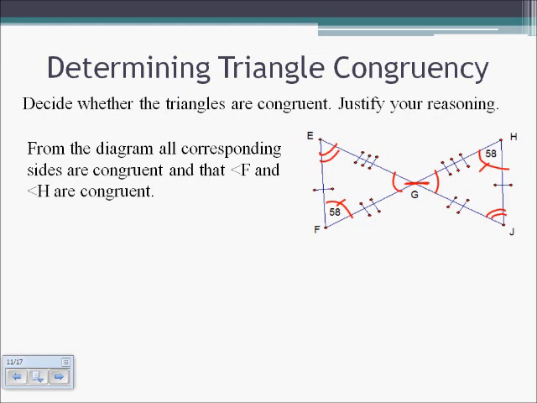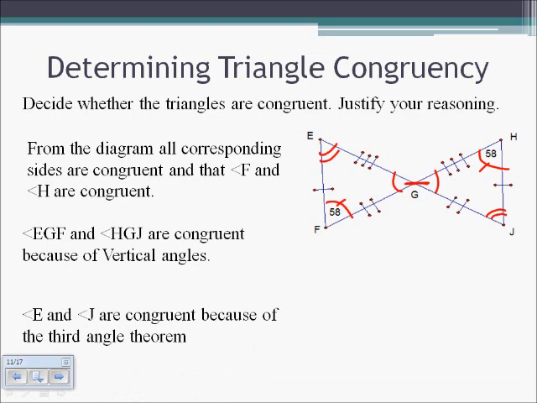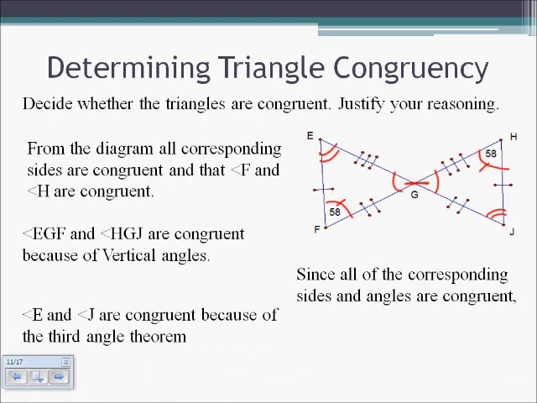Writing that up says that from the diagram all corresponding sides are congruent, and that F and H are congruent, the ones that were given to us. We know that EGF and HGJ are congruent because of vertical angles. We know that E and J are congruent because of the third angle theorem. So therefore, since all of the corresponding sides and angles are congruent, we can state that triangle EFG is congruent to triangle HJG. Okay. Again, having the matchup with our congruent angles.